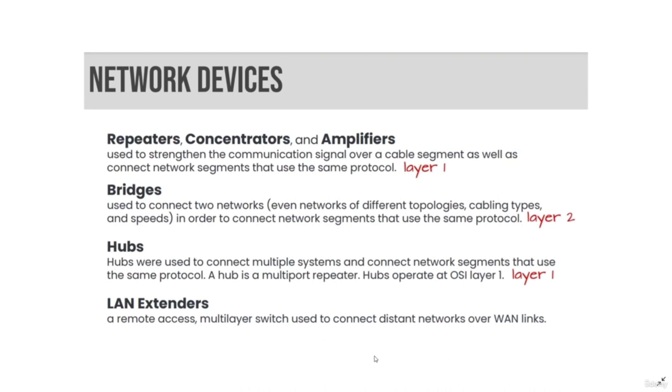Bridges are used to connect two networks, even networks of different topologies, cabling types, and speeds, in order to connect network segments that use the same protocol. Bridges take place at layer 2.